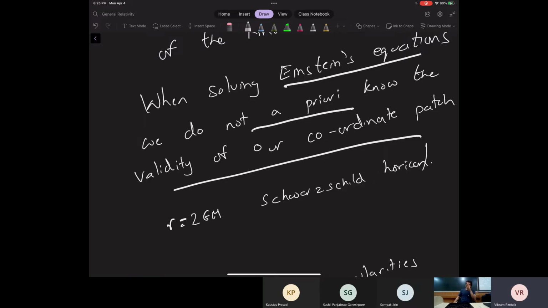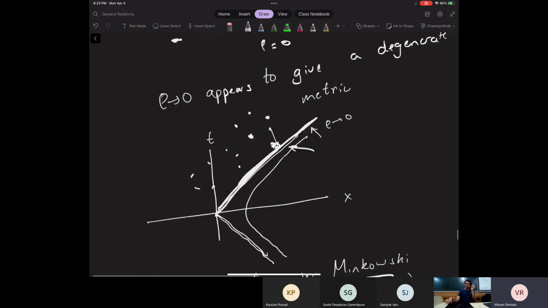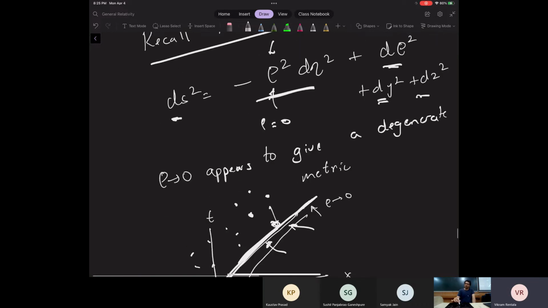Now the answer is, as long as nothing physical is becoming infinite, for example, the curvature is not becoming infinite, you should always be able to find a coordinate system which will go beyond this. So for example, the problem that you're running into at rho equal to 0 is called a coordinate singularity.